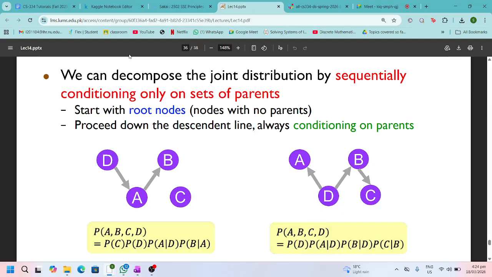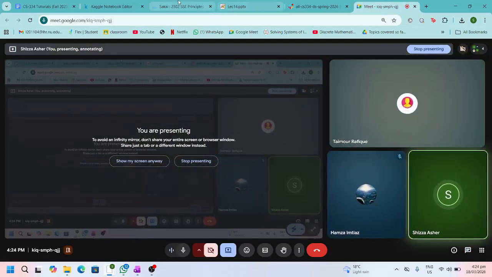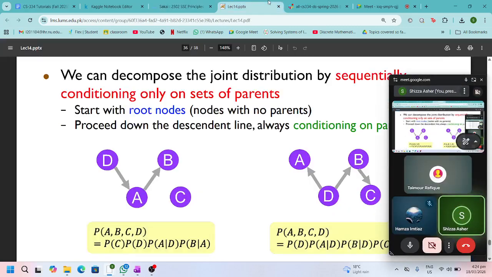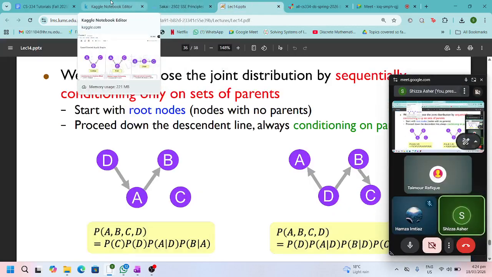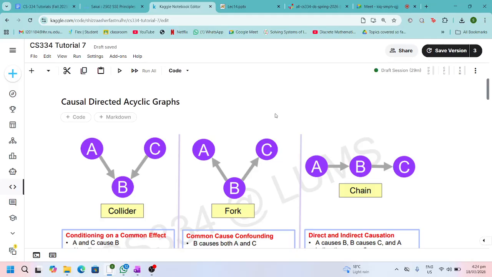Hamza is asking whether this is being recorded or not. Hamza, this is being recorded. All tutorials are recorded by default. You don't have to worry about that. Okay. On that note, let's move on.